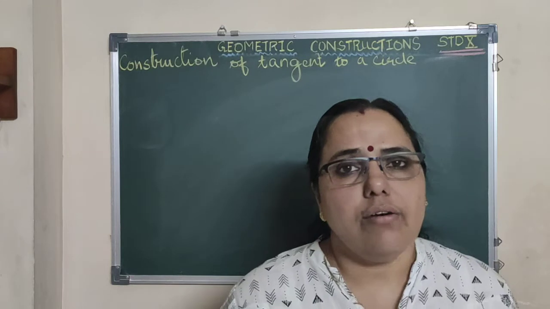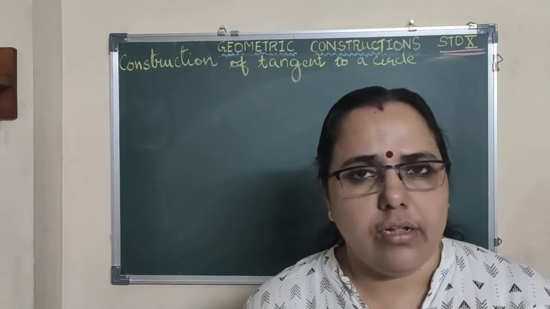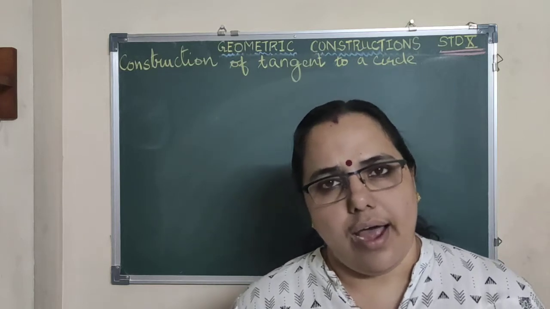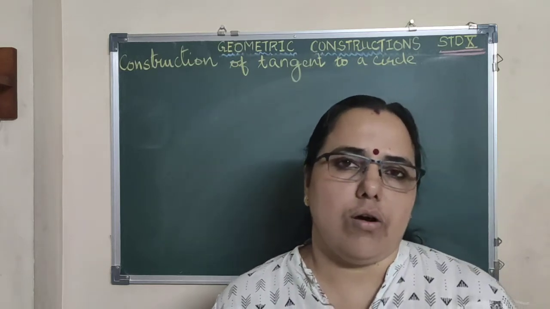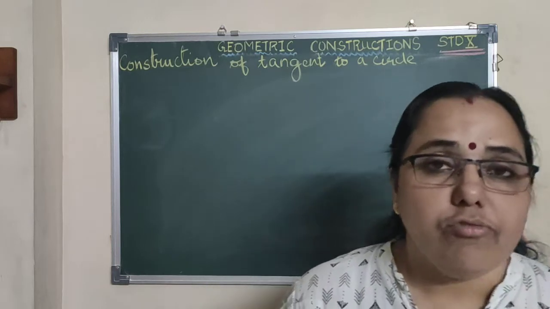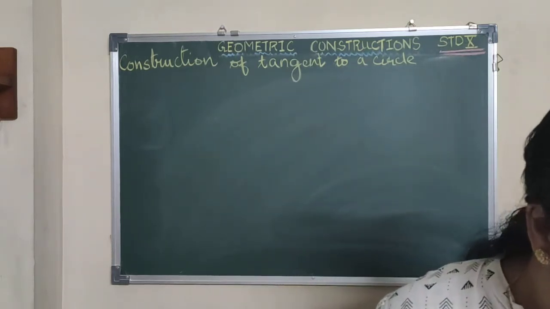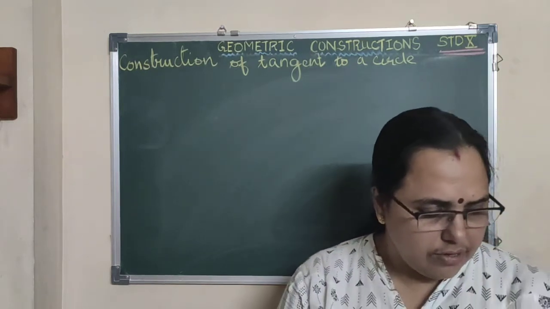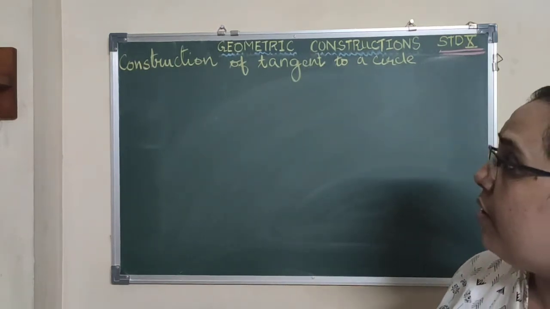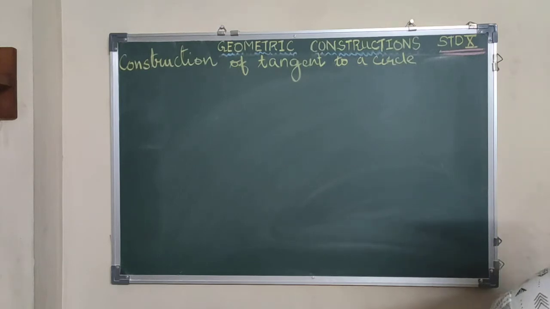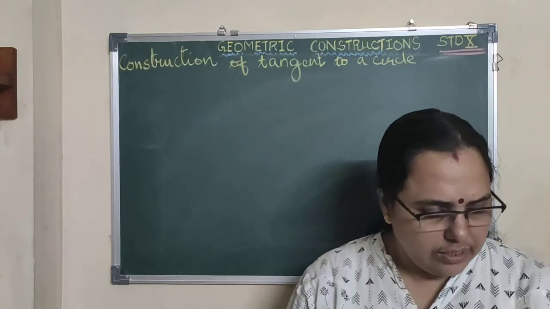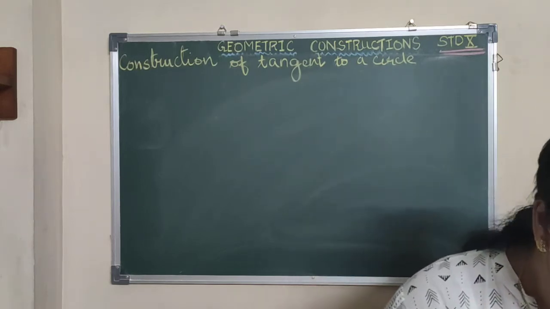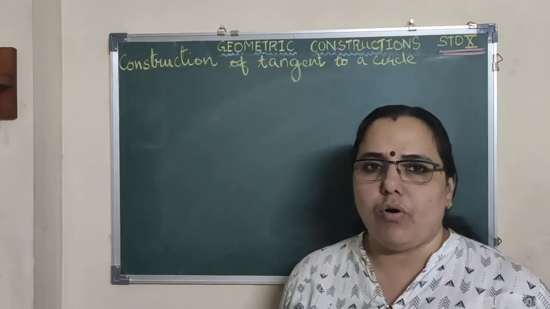So we first learn how to do it with using center, the construction of tangent to a circle, and after that we will see without using center. Okay, so let us start with exercise 4.2. First sum. Construct a tangent to a circle with center P and radius 3.2 centimeter at any point M on it.